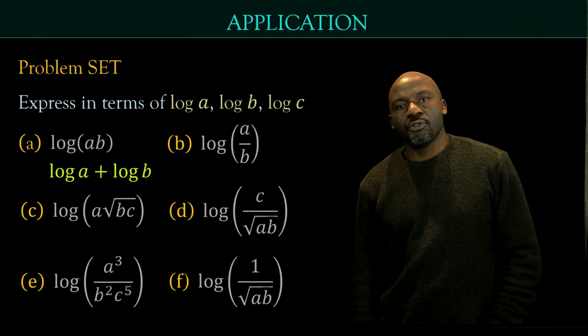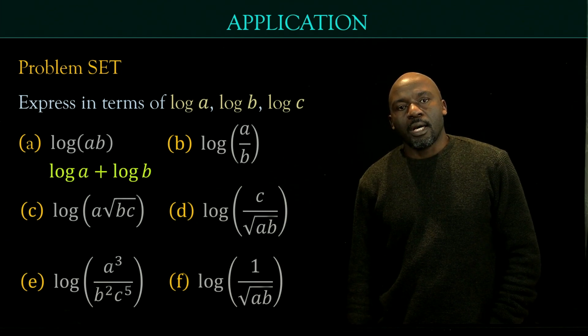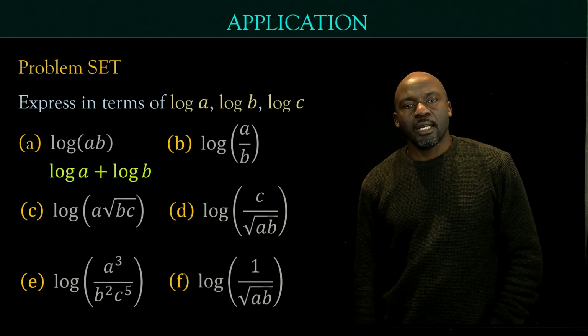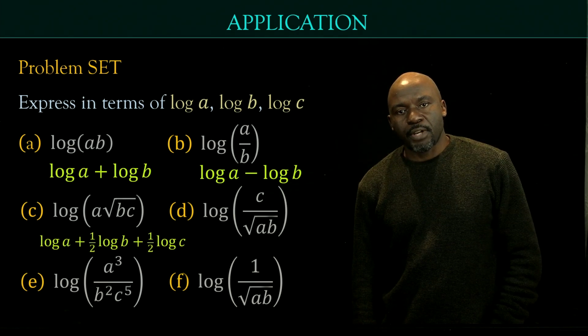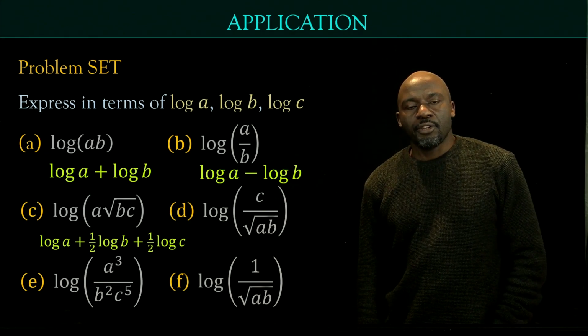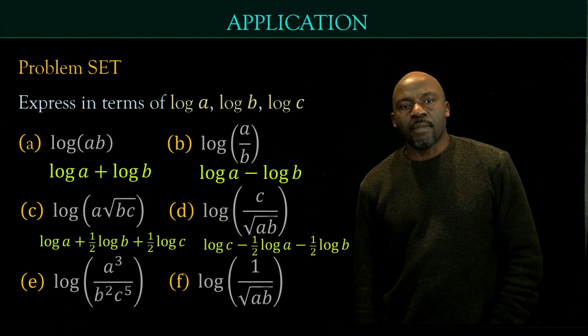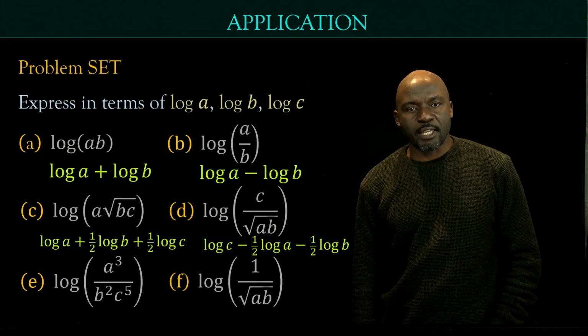If you've done part A correctly, you should get that as the answer. We are using the product law. If you have done it correctly, the answer to question B should be log of A minus log of B. If you've done part C correctly, your answer should be log of A plus a half log of B plus a half log of C. And if you've done part D correctly, your answer should be log of C minus a half log of A minus a half log of B.